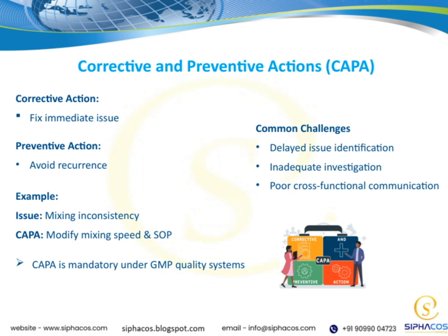It's important to remember that CAPA is mandatory under GMP quality systems. It ensures we're not just fixing problems, but learning from them to improve our processes continuously.